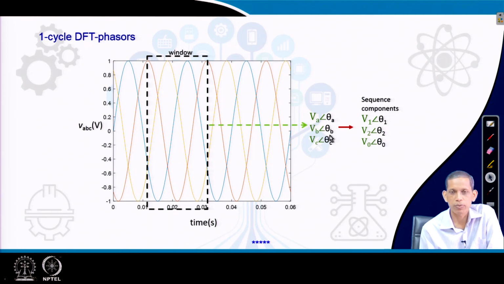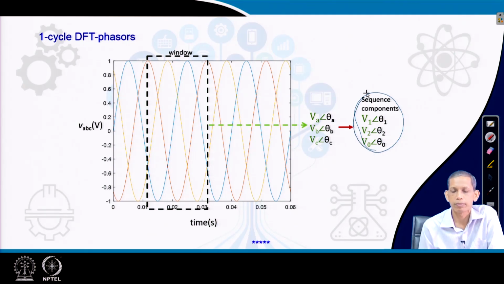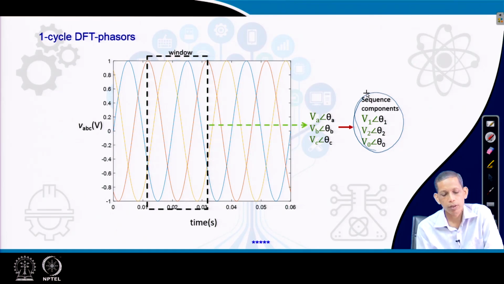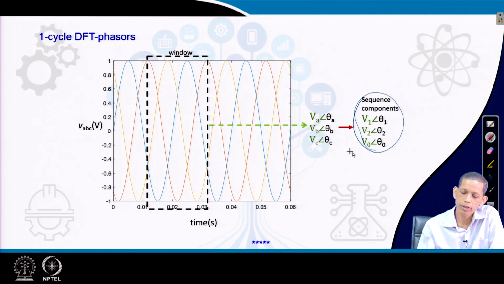Then, using the transformation you have already learned, we can compute V 1, V 2 and V 0: the positive sequence, negative sequence and zero sequence components. These sequence components, as you know, are widely used in different numerical relays for the decision making process. As the window progresses, the corresponding V A, V B, V C will also be estimated using the one cycle DFT, and the sequence components will be updated accordingly.